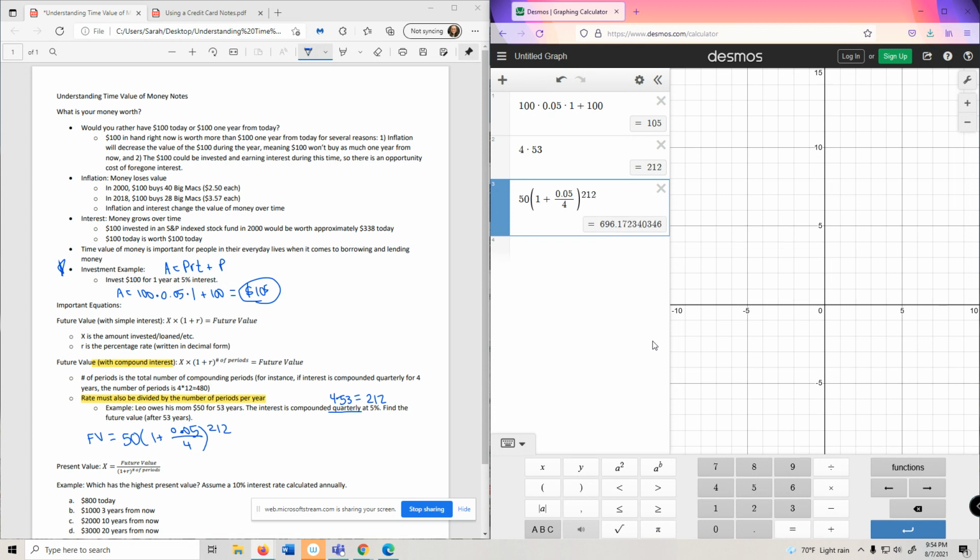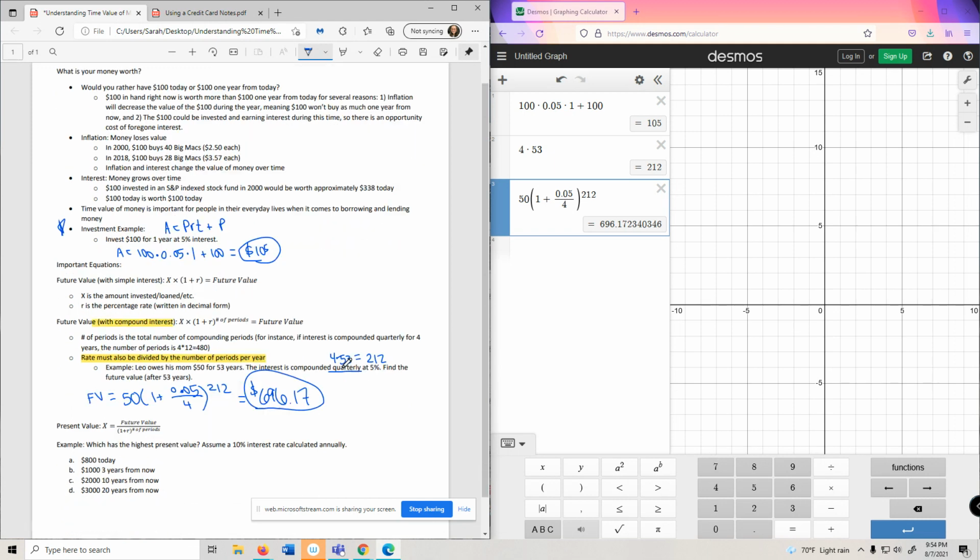And since we are dealing with money, we are going to round this to the nearest hundredth or 2 decimal places or nearest cent, however you want to think of it. $696.172 rounds to 17 cents. So you start off only owing $50, but over the course of 53 years, with the interest being compounded quarterly, that amount became nearly $700.